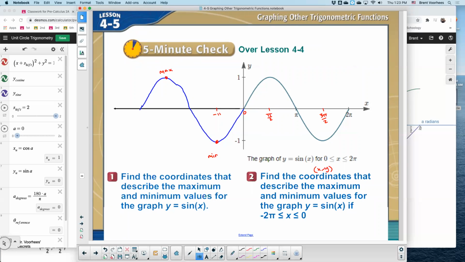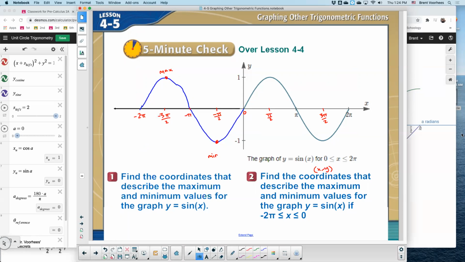-pi over 2. There we go, -pi over 2. And this point right there? Pi. I'll be a little more specific. -pi, there we go. This point right here? -3 pi over 2. And then finally, let's see if we can get that looking a little better. And then finally, this would be negative 2 pi.